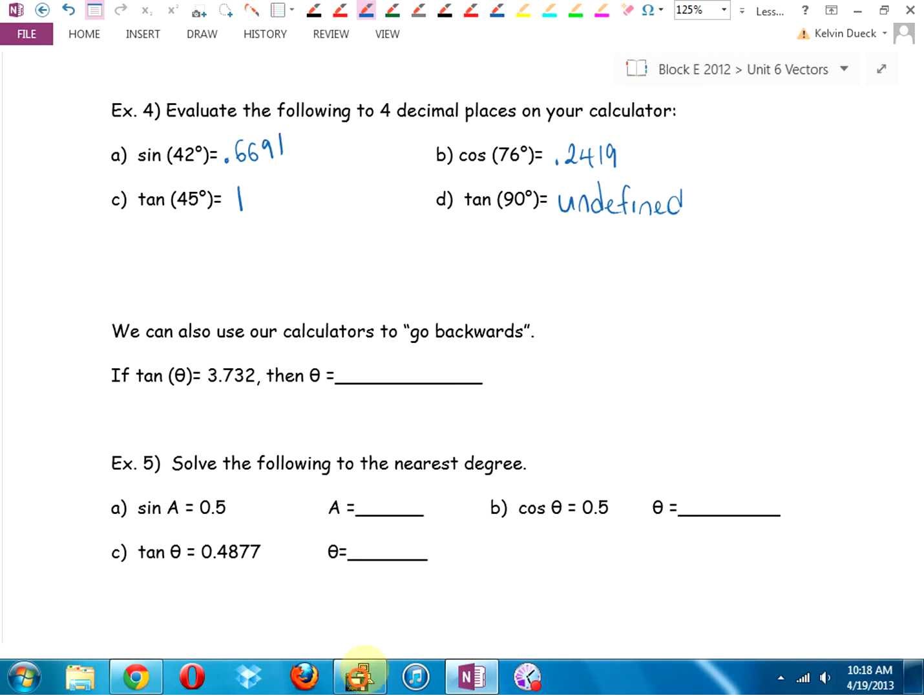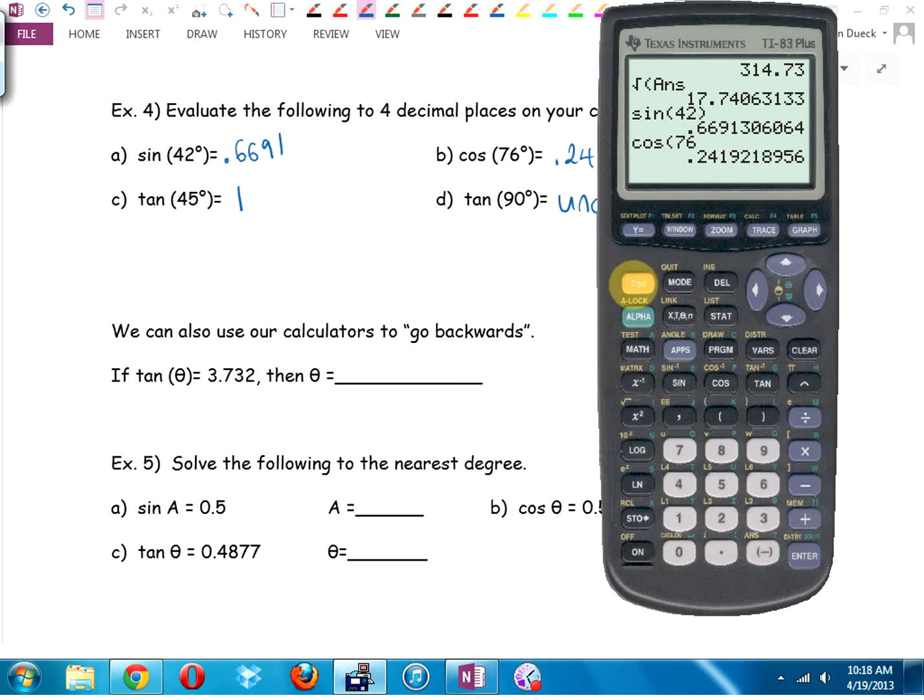All of you somewhere, probably right here in the top left corner, have either a second function button or an inverse button or a shift button, or I think that's all I've ever seen it called. What you do is you can go inverse or second function tangent, and your calculator may put an inverse symbol, which in Math 11 you may have learned this year is a little -1, of 3.732. And if you hit enter, you should get 74.999.